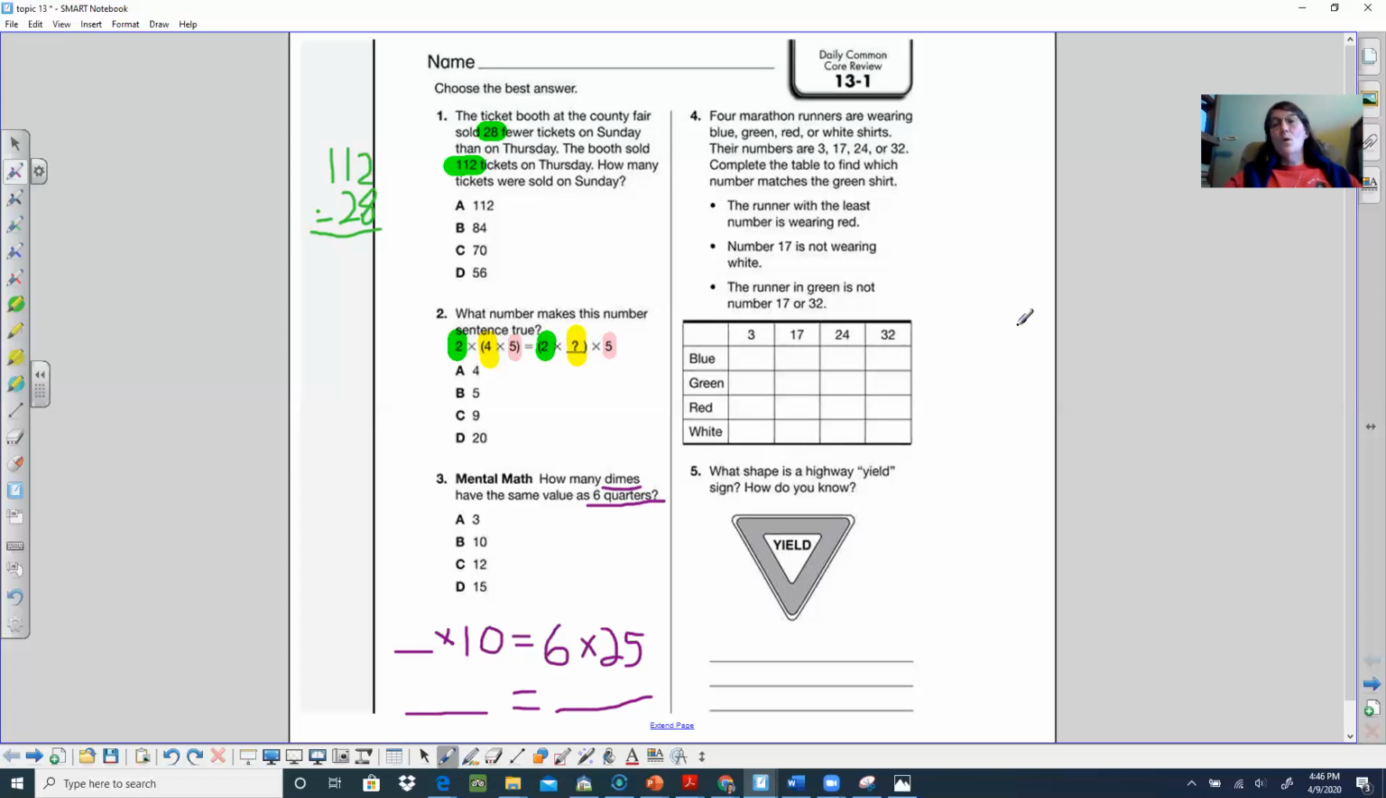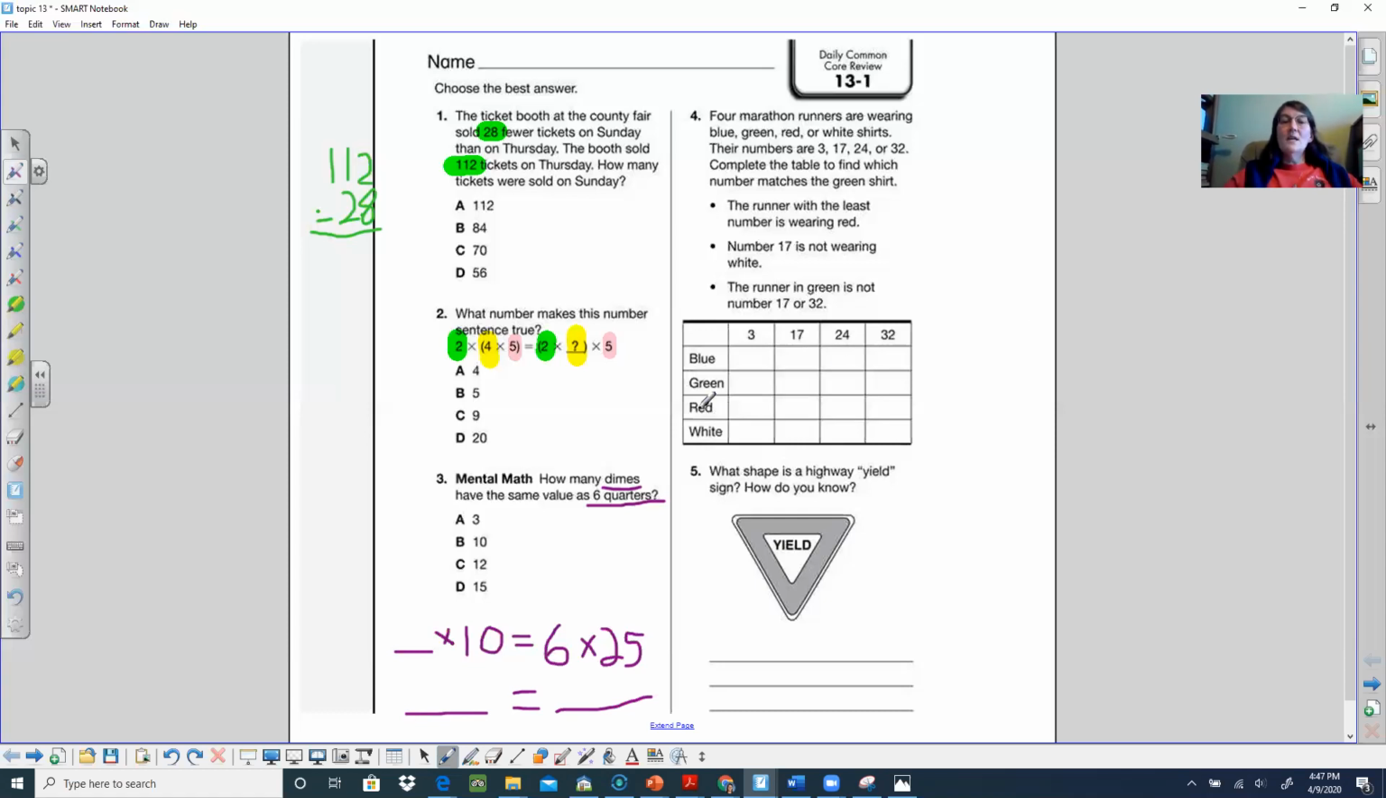Now, number 4 is really a kind of a challenging one, so we're going to do a bunch together on that one. In fact, let's do the whole thing together. 4 marathon runners are wearing blue, green, red, or white shirts. Their numbers are 3, 17, 24, or 32. Complete the table to find which number matches the green shirt. The runner with the least number is wearing red.